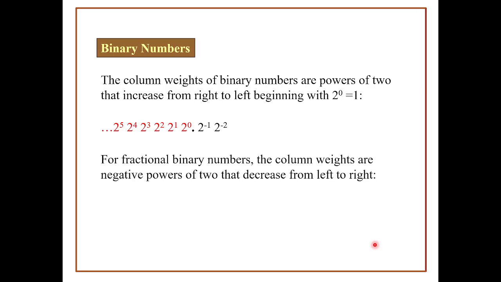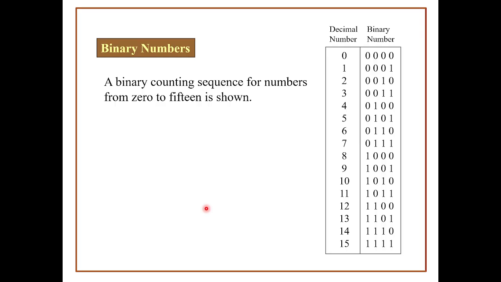For fractional binary numbers, the column weights are negative powers of 2 that decrease from left to right. So again, 2 to the power negative 1, 2 to the power negative 2, 2 to the power negative 3, 2 to the power negative 4. Okay, only two digits are allowed, 0 and 1. Here you can see a binary counting table for numbers from 0 to 15. This is the decimal number, 0, 1, 2 up to 15, and for this one we have the binary numbers.